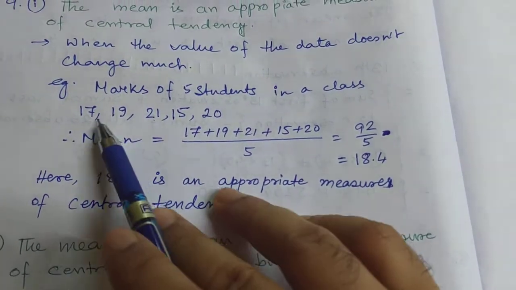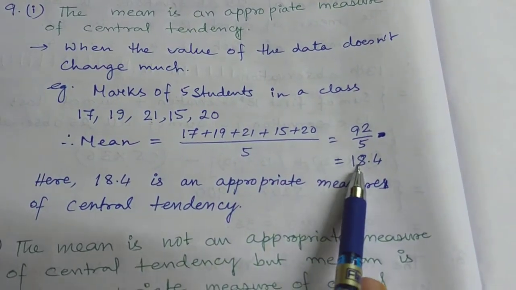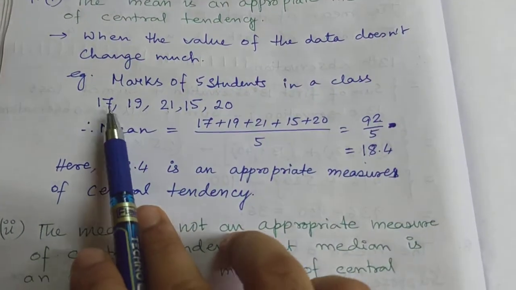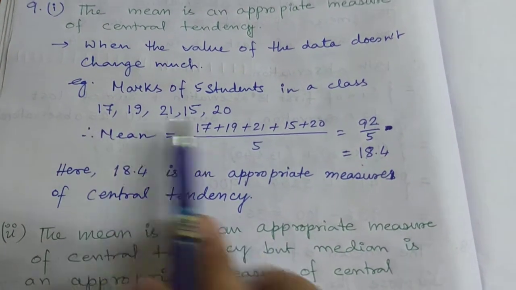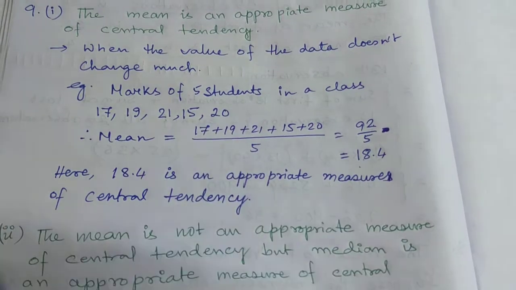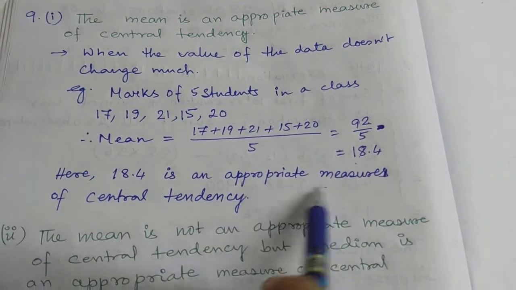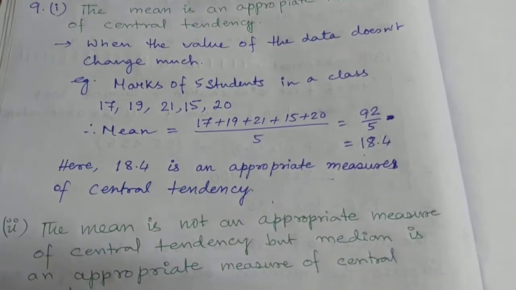What will be the mean? The mean will be the sum of all divided by 5, and that is equal to 18.4. Now look, all the marks, 17 is very near to 18.4, 19 also, 21 also, 15 also, 20 also. So here the mean is the appropriate measure of central tendency.